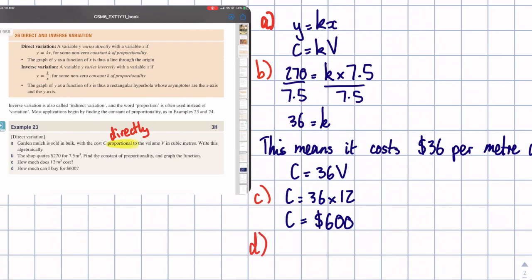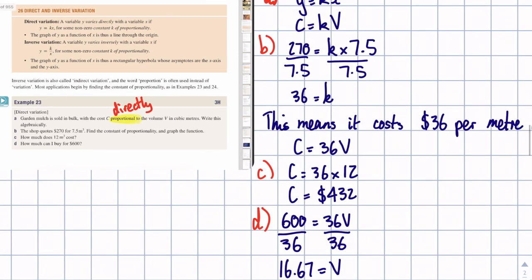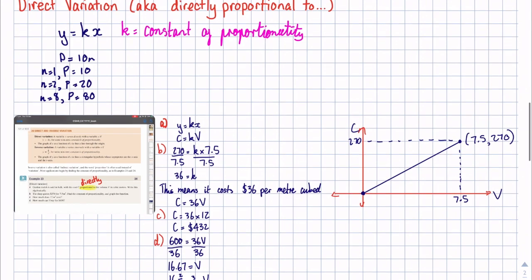And finally, D. If you do a good enough graph, you can use your graph for those, but I honestly wouldn't. My graphs are never good enough. How much can I buy? Oh, no, it's not $600. 36 times 12. Oh, don't tell me I've actually got to figure this out. 36 times 12, $432. How much can I buy for $600? 600 equals 36V. Divide both sides by 36. I want to know the volume. And I get 16.67 equals V. You won't get marked down for that, but you might want to do 16 2/3 metres cubed is the volume. That's it. I'll go have a look at the actual question that you're going to do.